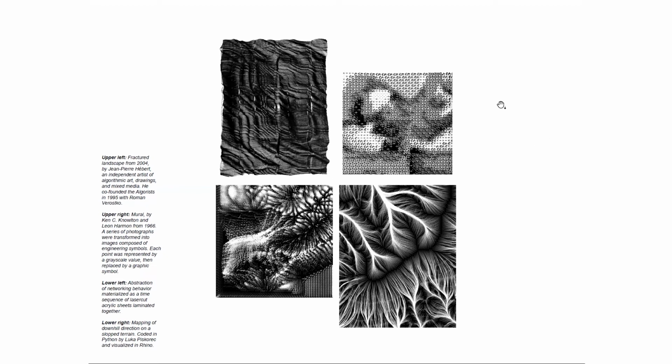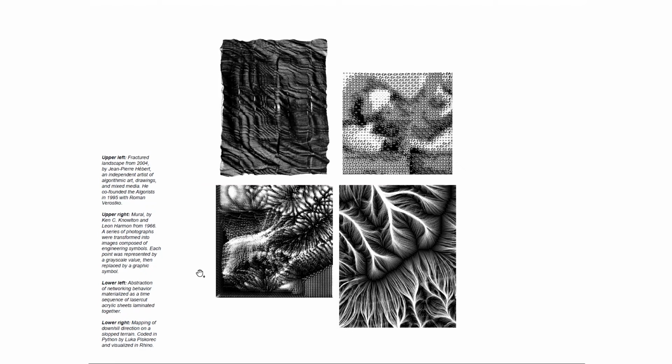Then we can use these ideas of a field to create sampling. So here on the right, there's a mural from Knowlton and Harmon, again from 1966. So some of these guys were already doing this half a century ago. You associate every grayscale pixel with a symbol that has a corresponding grayscale value. And this is called sampling. So you can recreate images using different symbols. Of course, it's also used in normal printing as a printing process.